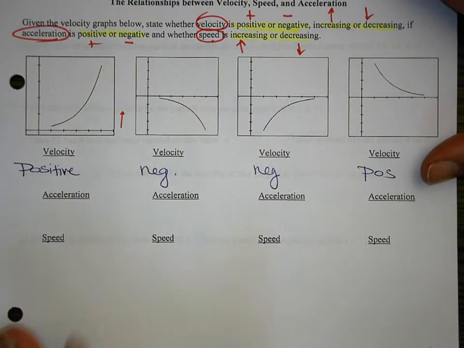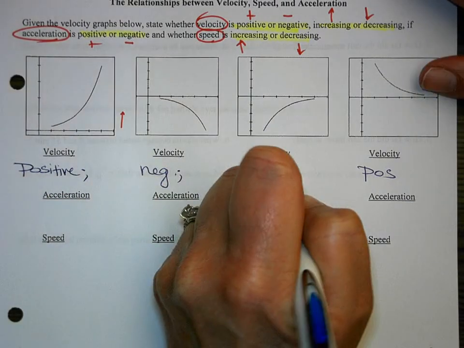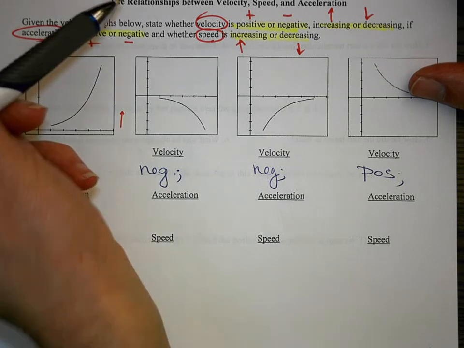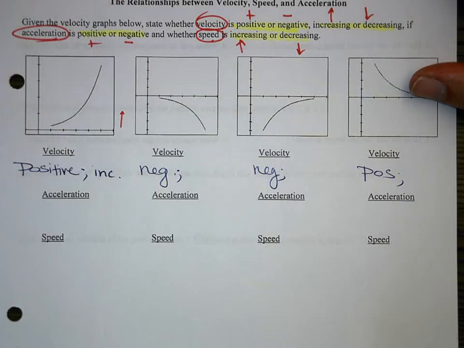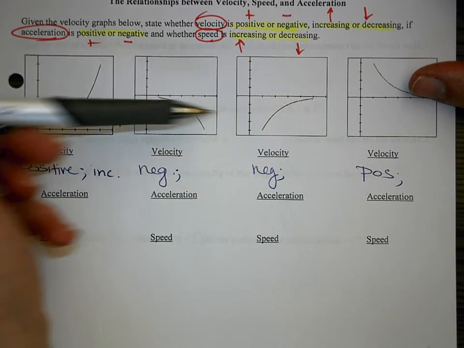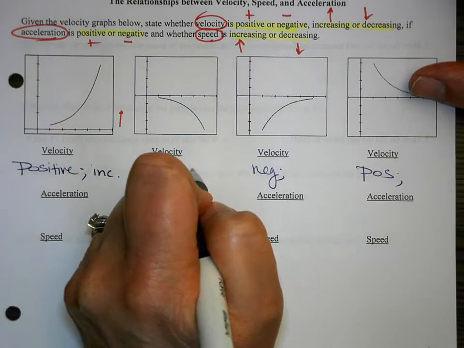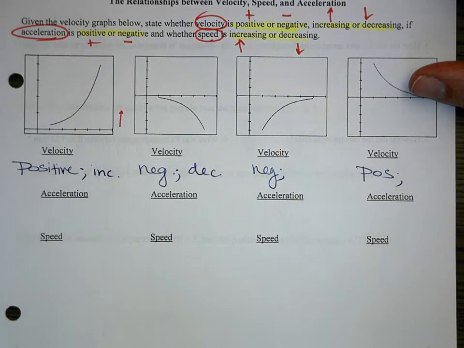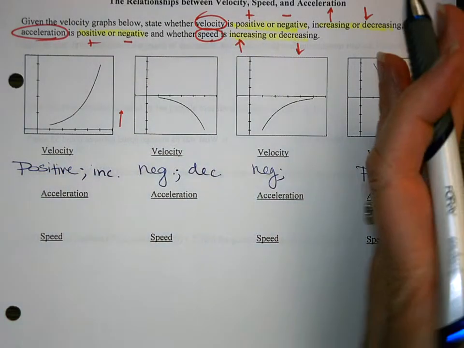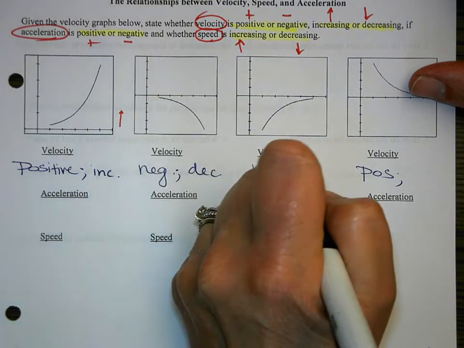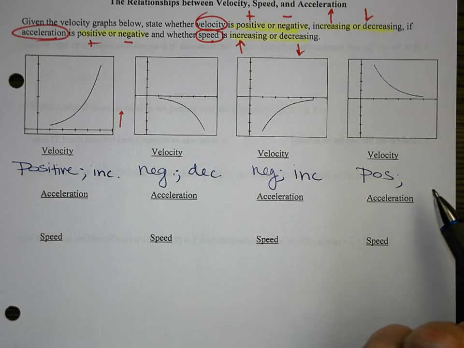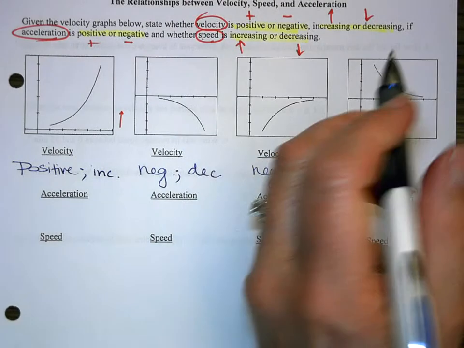And then we also have to say if it's increasing or decreasing. So as I go from left to right, velocity is moving upwards. So that means it is increasing, right? It's going uphill, increasing. Here, as I move from left to right, velocity is going downhill. So that means it is decreasing, right? Here, this velocity graph, as we go from left to right, it's going uphill, so our velocity would be increasing. And then finally for this one, velocity as we go from left to right is going downhill, so velocity is decreasing.